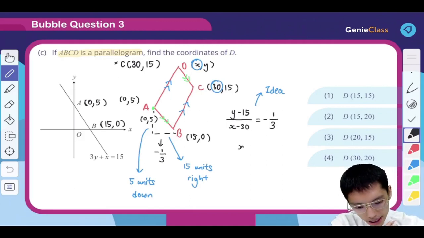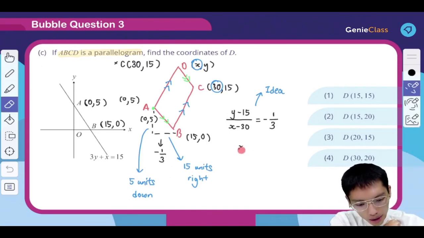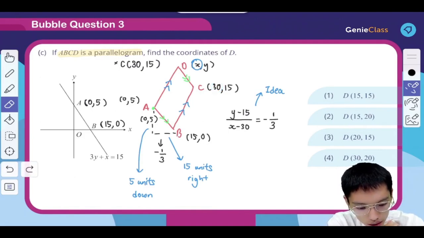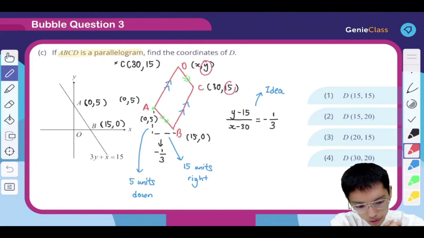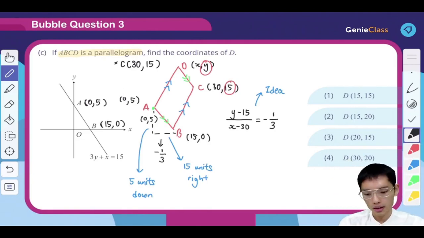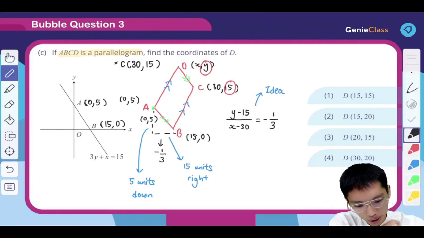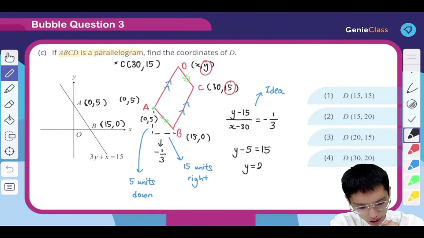So therefore, I have x minus, in this case, let me just see. It's not 5. Let me just take a look first. It's not x, sorry. For y to go down to 15, because I'm going down, you see, down follows my y-axis. So that's where I go from y. 5 units down gives me 15. Therefore, the y-coordinate is 20.